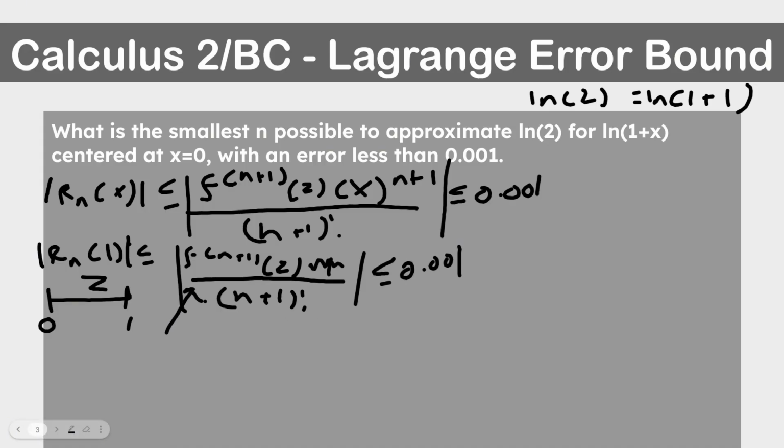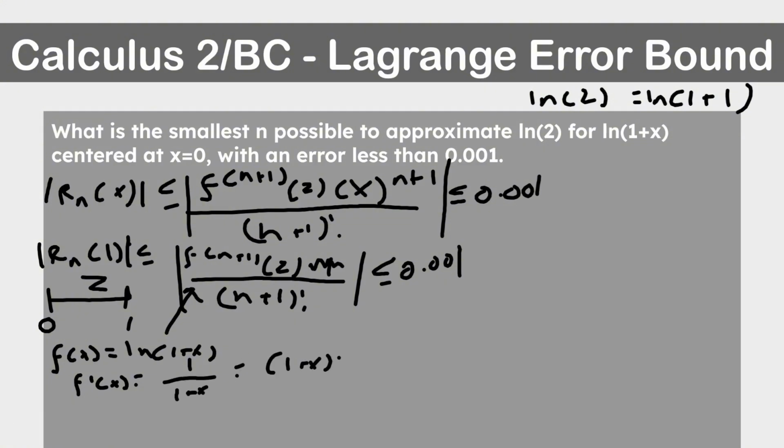So now we have to find the n plus first derivative of the function. We know that f of x is equal to the natural log of 1 plus x, and that the first derivative is equal to 1 over 1 plus x, or 1 plus x to the power of negative 1, and that the second derivative by the power rule is negative 1 plus x to the power of negative 2, and the third derivative is 2 multiplied by 1 plus x to the power of negative 3, and so on.